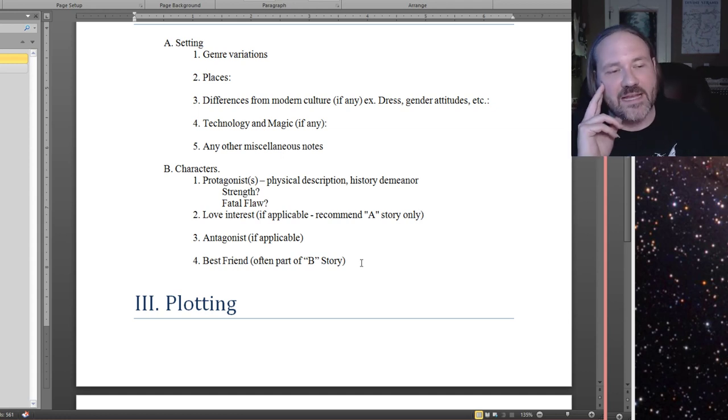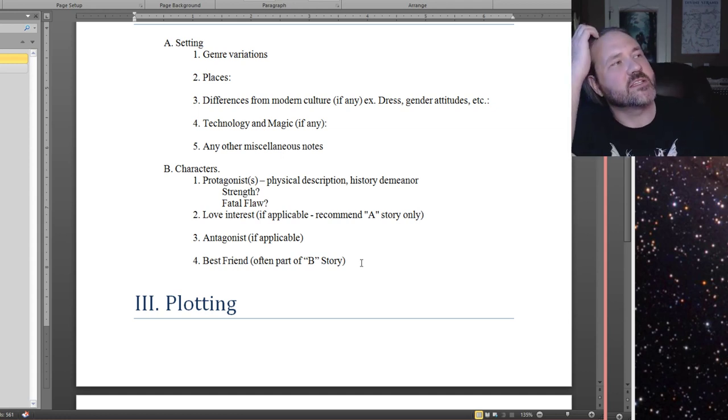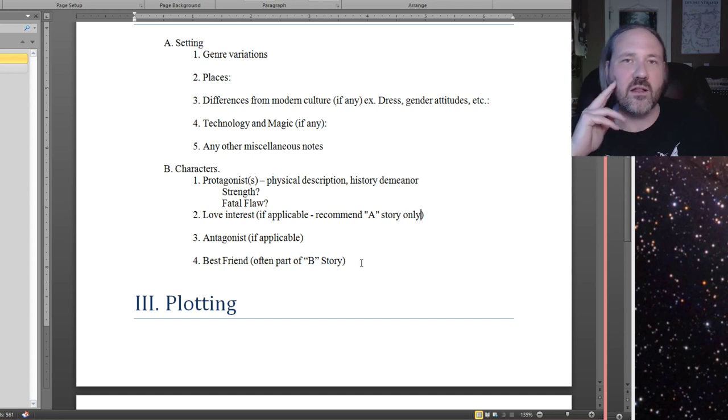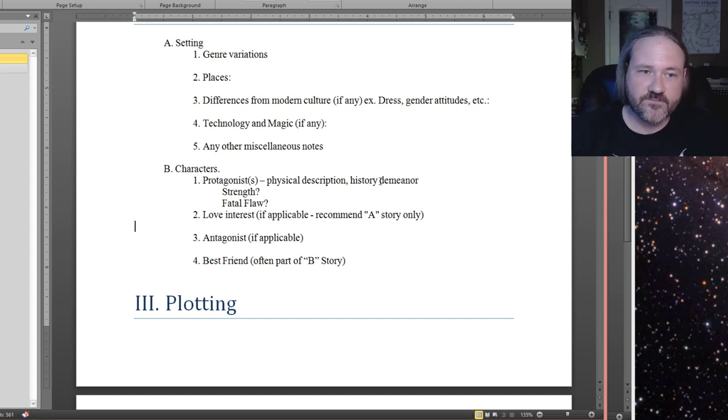The third one's an antagonist. You don't have to have an antagonist. If your story is like Man versus Wild or something, then obviously you don't need an antagonist, but it's good to have one. And so for each of these, you want to give them a name and you want to describe them in some way. What do they physically look like? What's their history? What's their demeanor? And then if they have any strengths or any flaws.